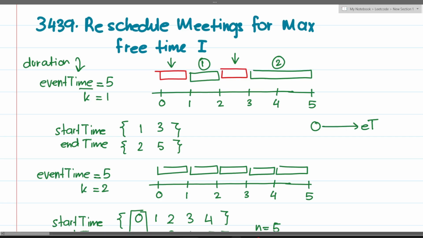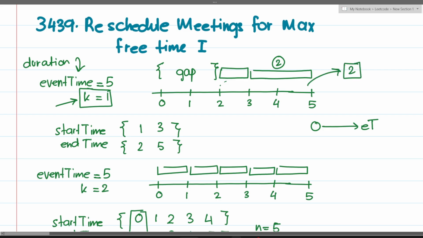Now, since k is given to me as 1, I can only modify the place of one meeting. What I will do is swap both of these. So the meeting is going to come over here and this place is going to become a gap. Let me show you that with curly braces. This whole thing is going to be a gap. Since the size of this gap is 2, the answer of this particular test case comes out to be 2 as well.